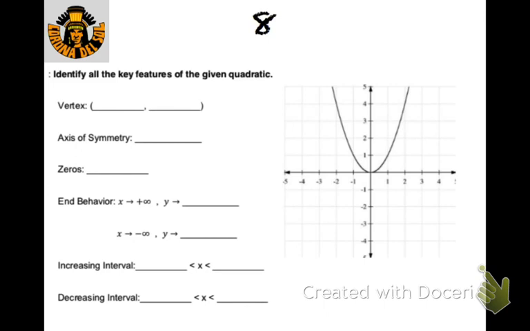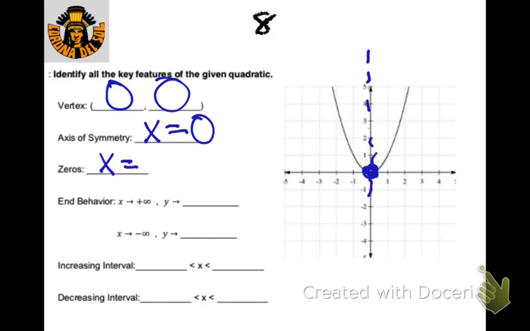Okay, next one, pretty similar. The vertex is going to be right there at 0, 0. The axis of symmetry is x equals 0, which cuts that parabola right in half. The zeros are wherever the x-intercepts are. It has one x-intercept, so it's x equals 0.